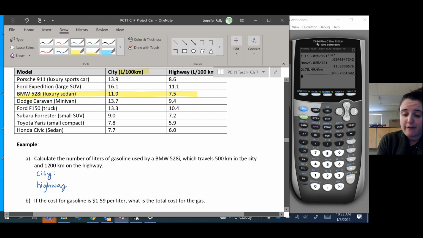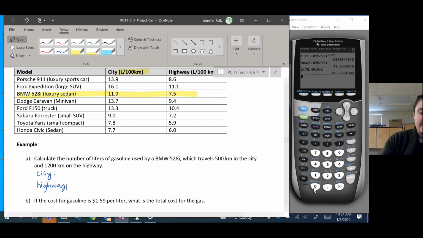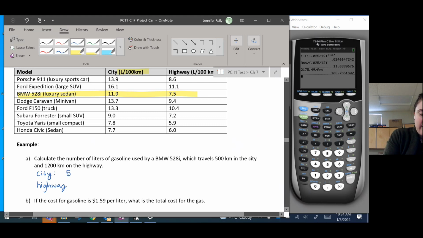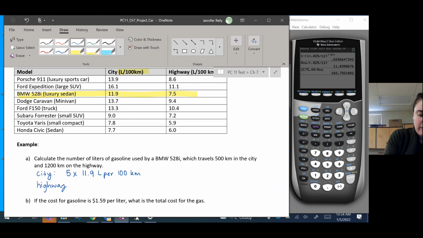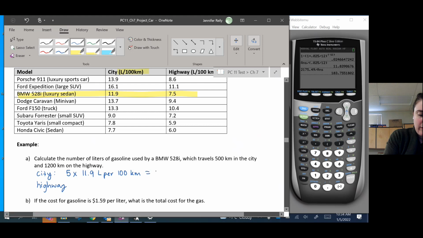So in the city, we're doing 500 kilometers. We need 5 of these 11.9 liters. So we do 5 times 11.9 liters per 100 kilometers. So every time I drive 100 kilometers, I'll use up 11.9 liters. So I need 5 of those. So 5 times 11.9 is 59.5 liters of gas.